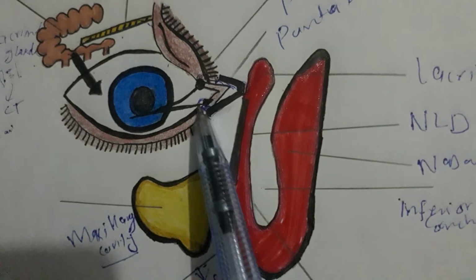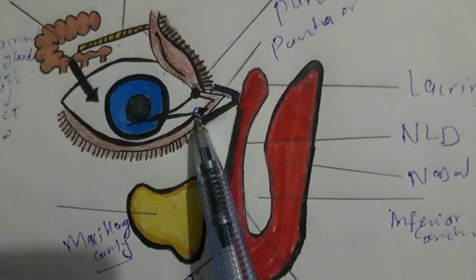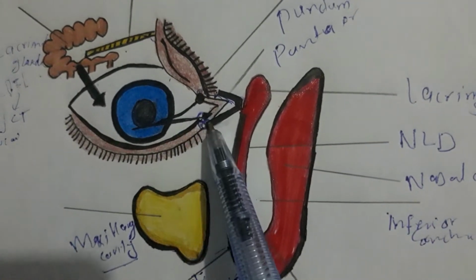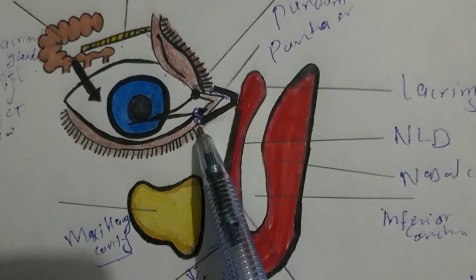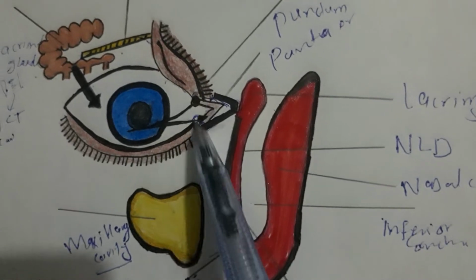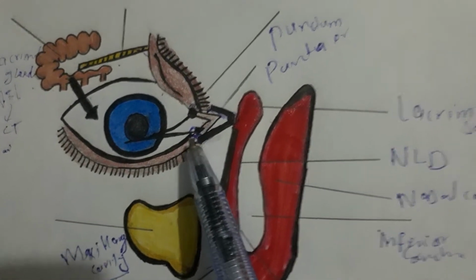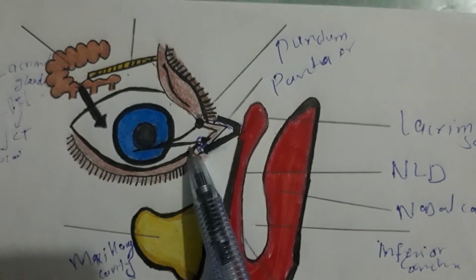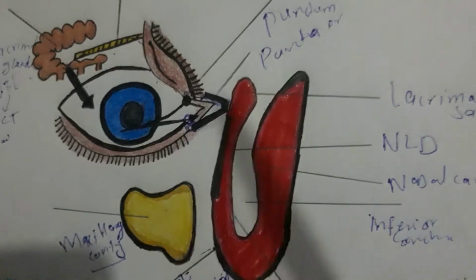First we discuss the punctum. The punctum lacrimale is a small, rounded, oval opening situated on the papilla lacrimalis. It is also present near the opening of the tarsal or meibomian glands.